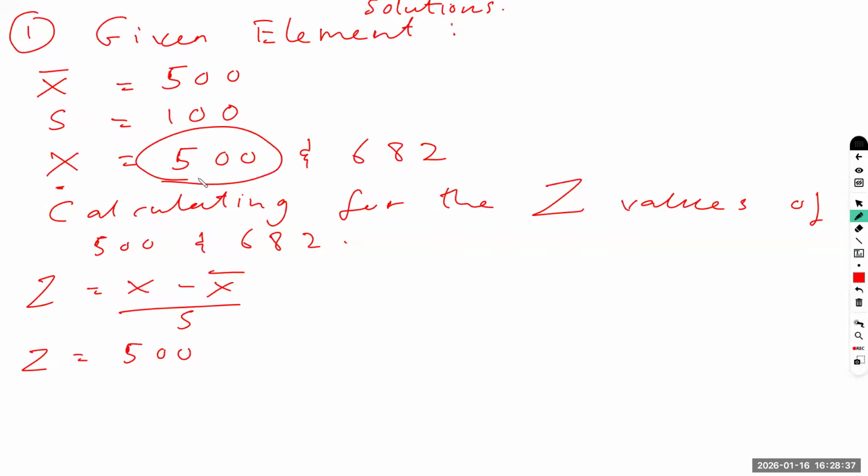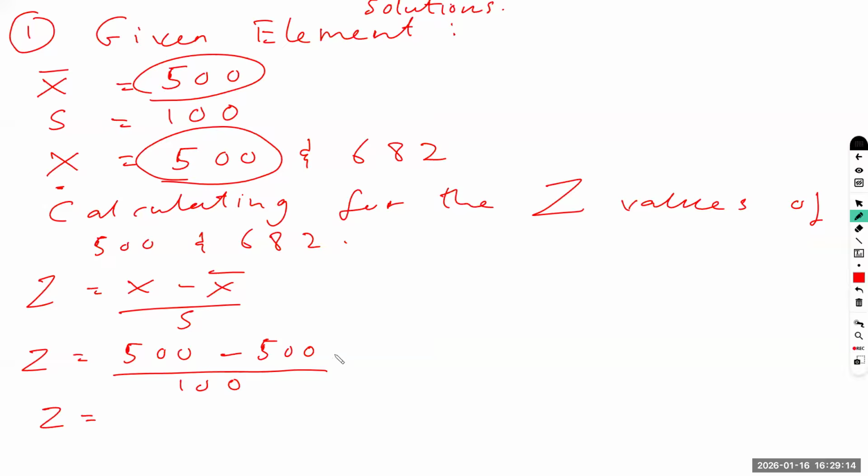Question A says the distribution between 500 and 682. So we are solving the first value of X, which is 500. The first value of X, which is 500, minus the mean, which is 500. As I said, if the prof gives you this question and brings the solution, don't say we all solve it because the answer is 0. I want to solve it, all over 100.